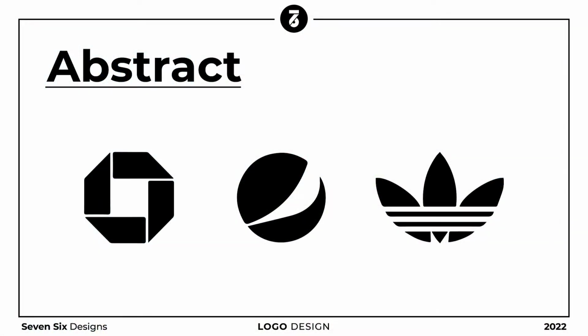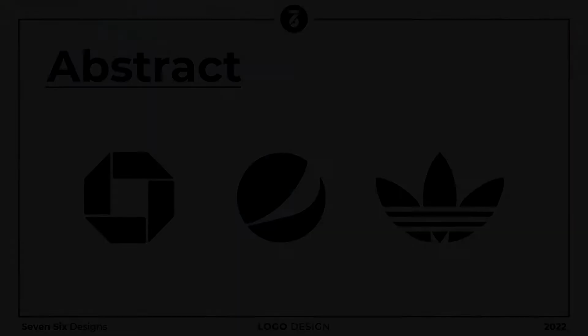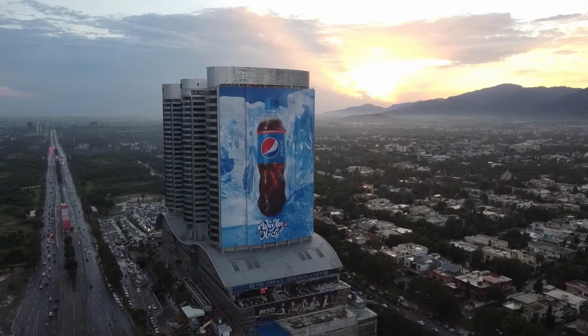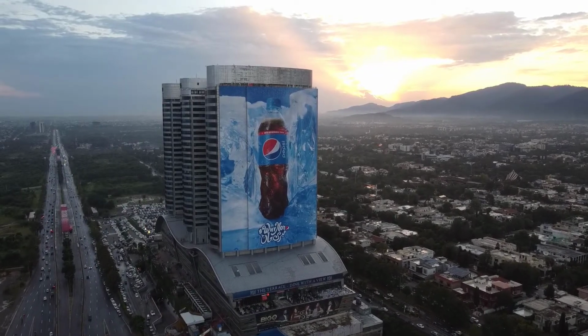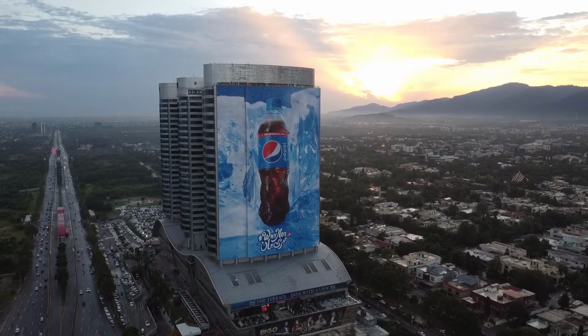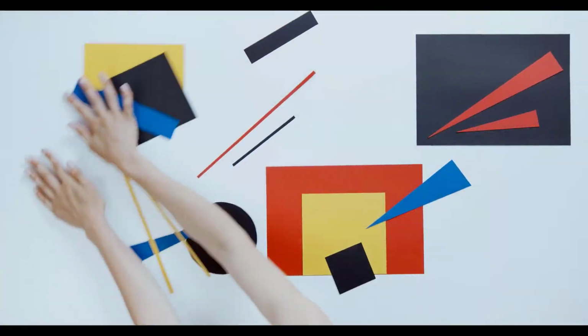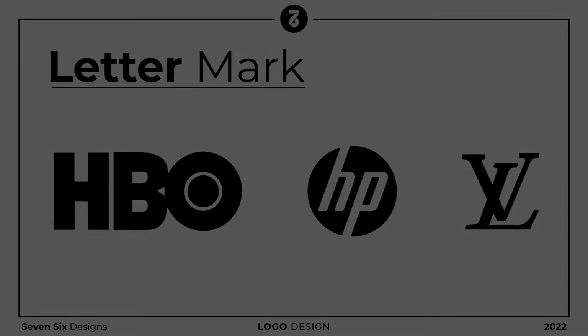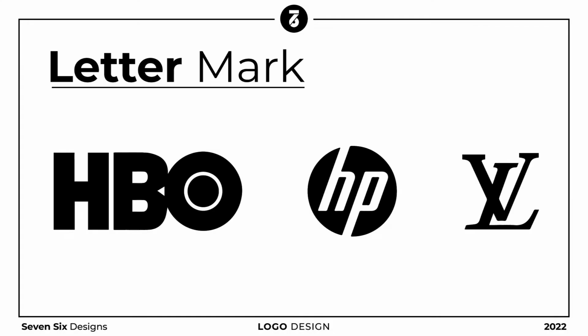Abstract. The second type is abstract logos. They also consist of an icon or symbol, but they are different from the pictorial mark, as the icons used in abstract logos are not easily recognizable or have some hidden meaning, sometimes to represent the business. Famous logos like Chase, Pepsi and Adidas belong to this category. Although it's very tricky to design an abstract logo, when designed well, it will give recognition to the brand with a unique design.